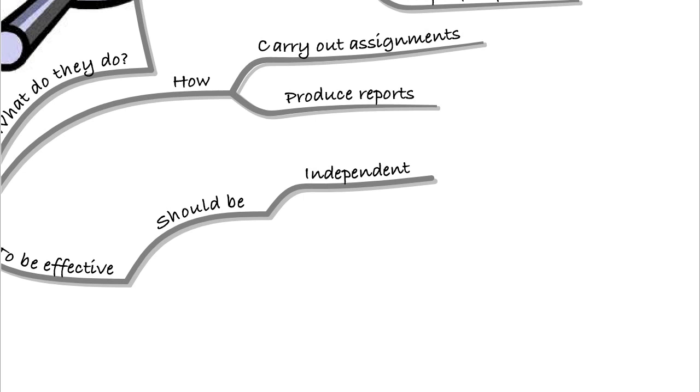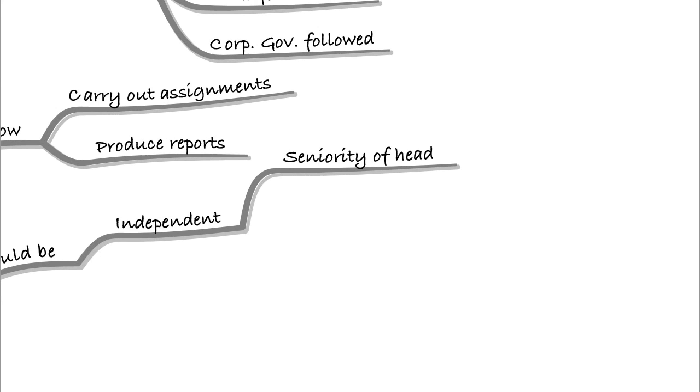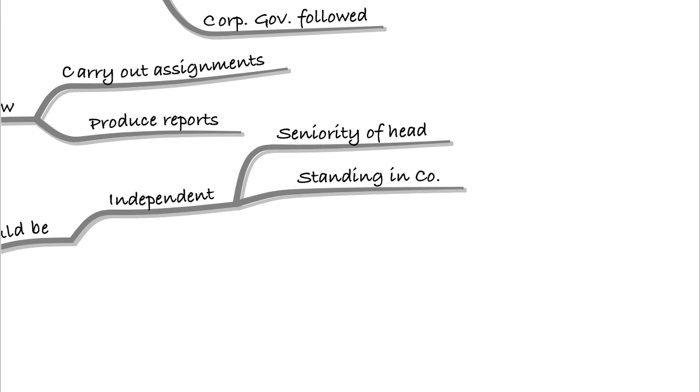So to keep the independence of it, we'll have to do things like make sure that the head of internal audit has sufficient seniority. So they should be seen as having the same standing as, for example, the finance director in the firm. Also, the internal audit function within the business should have sufficient standing. They should be seen in the light of what they are, i.e.